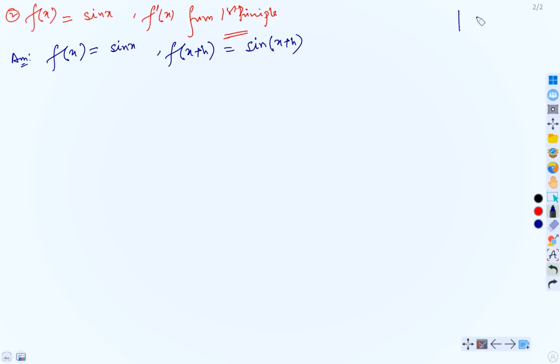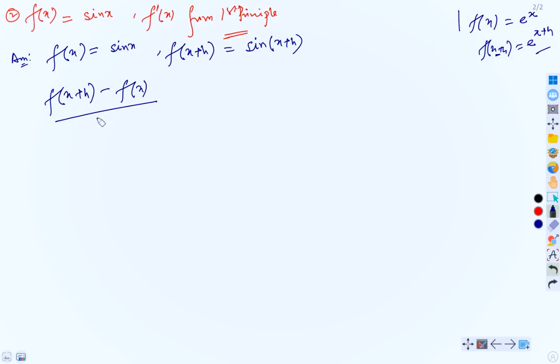Let's say you are given f(x) equal to exponential of x. Therefore, f(x+h) is e to the power x plus h. You will replace x by x plus h in this way, okay? Same method: we will first compute the ratio.